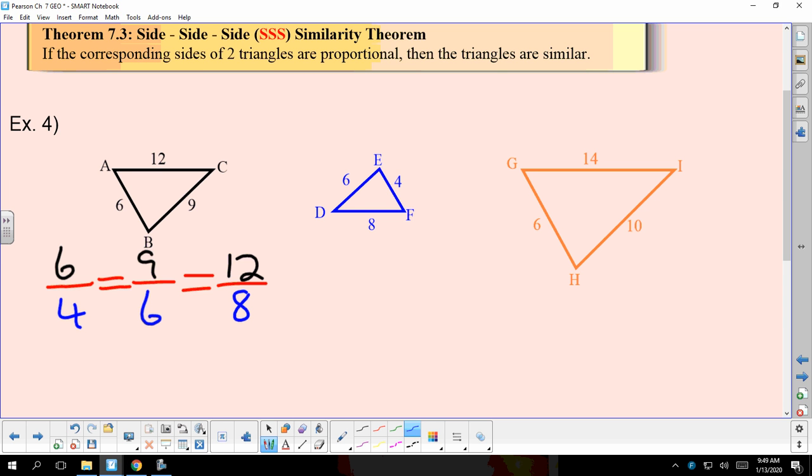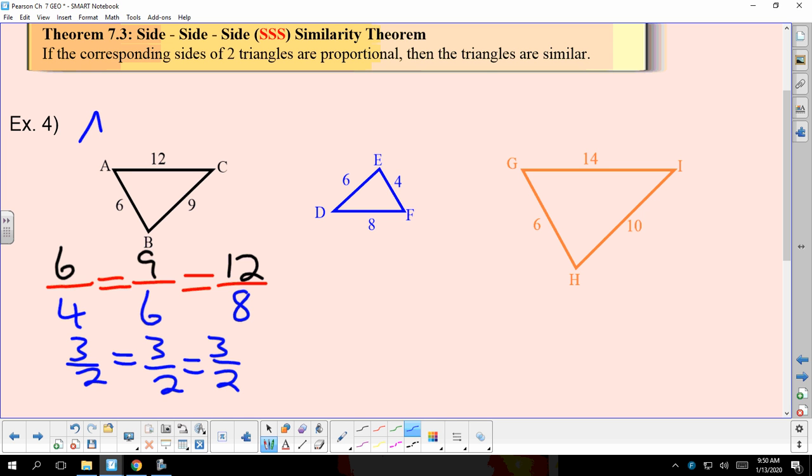Remember, you can use your calculator. You can divide the top by the bottom. If all the decimals end up being the same, you're good. Or you can reduce. Divide top and bottom by 2, you get 3 over 2. Divide top and bottom by 3, you get 3 over 2. Divide top and bottom by 4, I get 3 over 2. These are all the same, right?